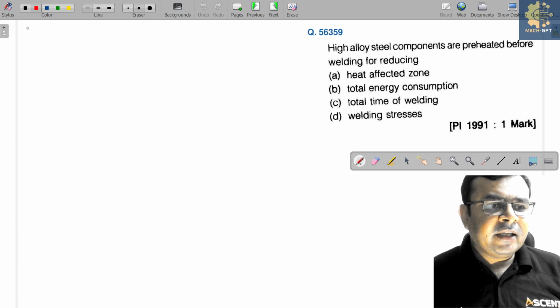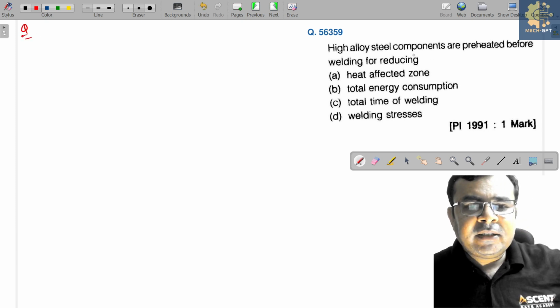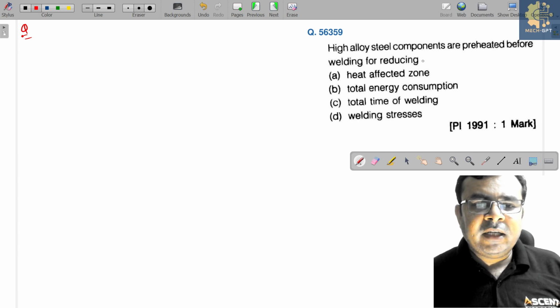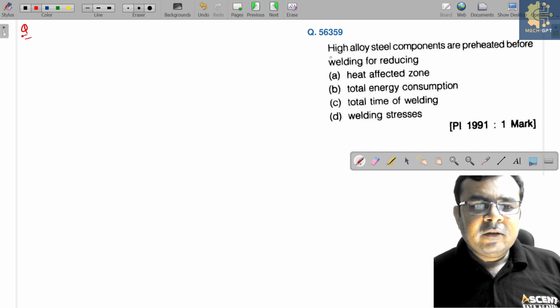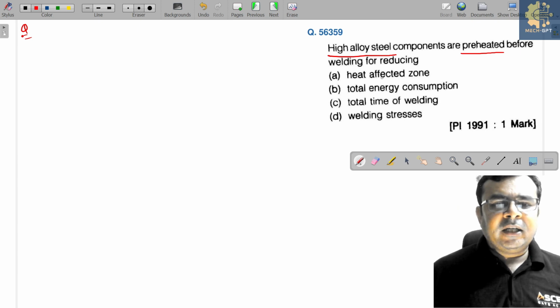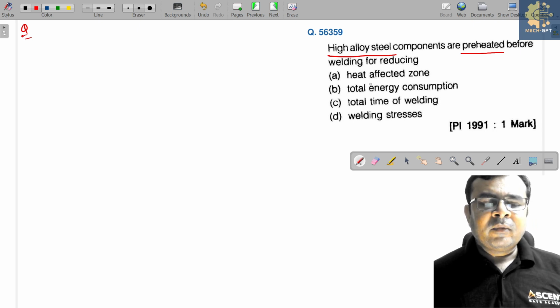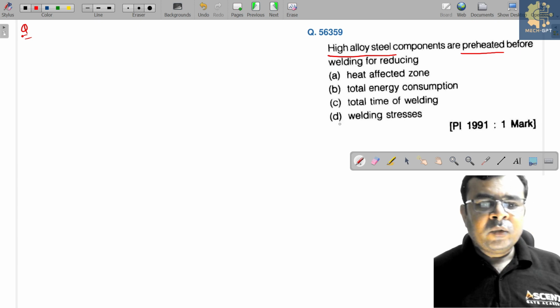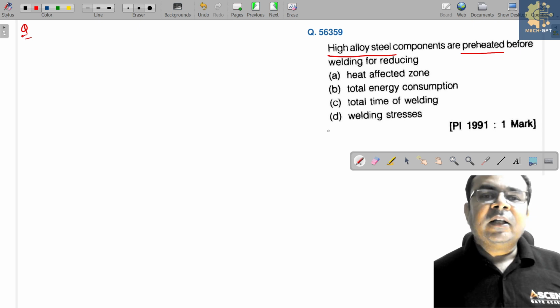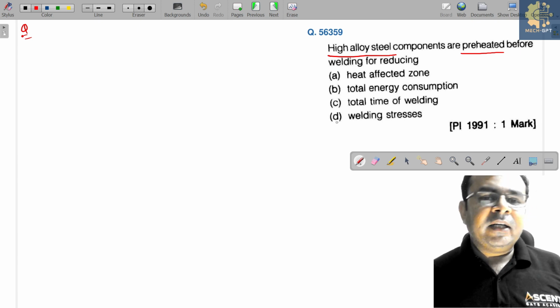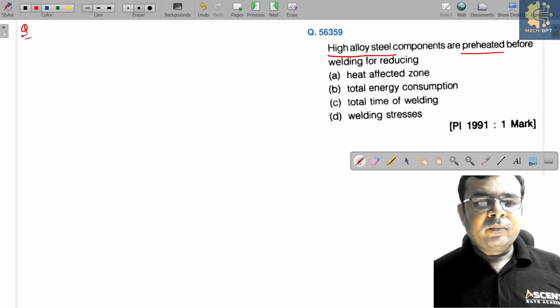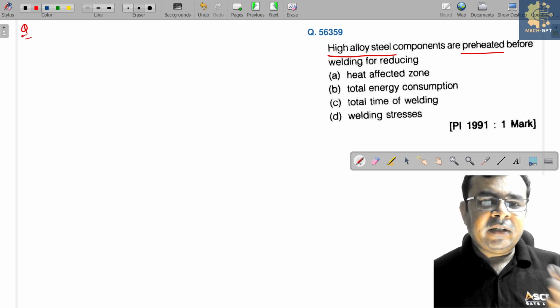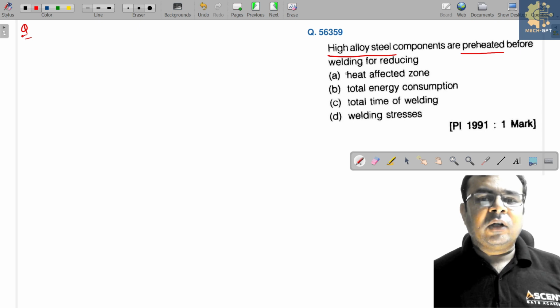Okay, so let's see another problem. High alloy steel components are preheated before welding for reducing what? You can see high alloy steels are preheated. Why? Because when you start welding, huge amount of stresses may be induced because of non-uniform heating. Correct. And because of this, some cracks may take place, or the component where you weld may distort.